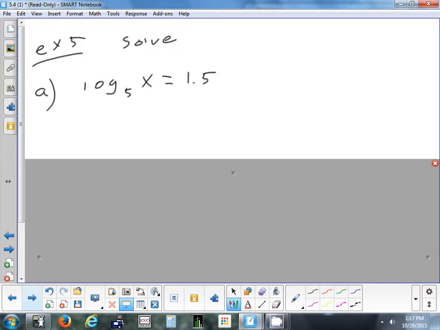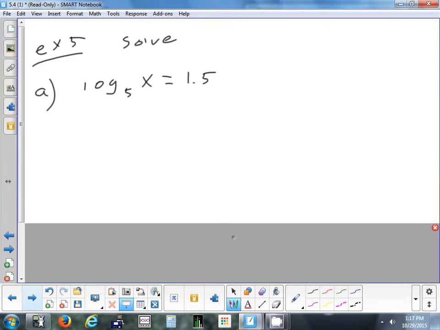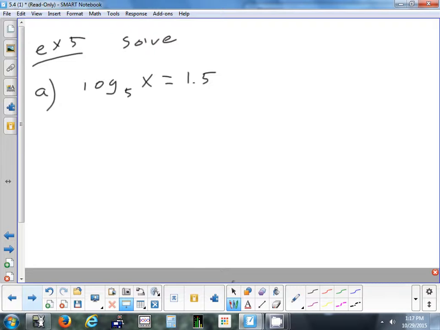Let's try solving this one. Log base 5 of x equals 1.5. Shelby, how could I rewrite this? Confusing. I'm okay going from the exponential to the log. Oh, the other way? Yeah. So what do we call this thing right here? The subscript. The base.